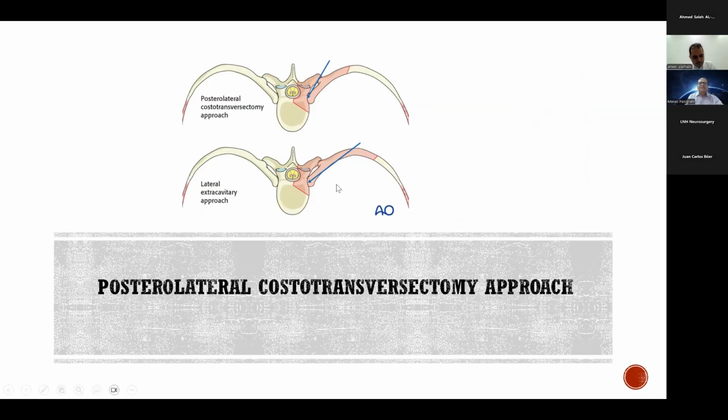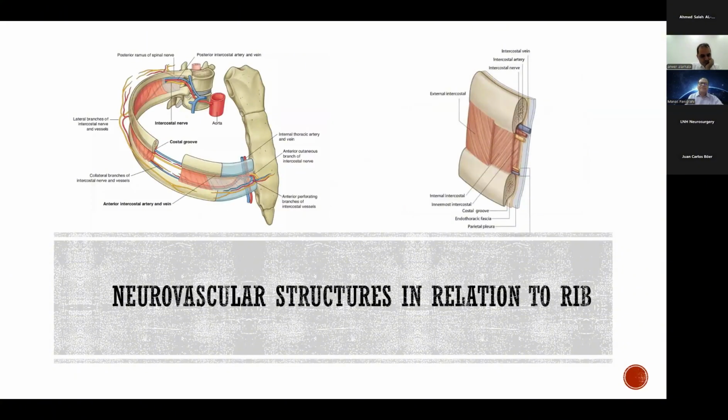So this is the extent of exposure with both approaches, where the lateral extracavitary obviously gives a better exposure than the posterolateral costotransversectomy. Here one has to be clear on the anatomy of the neurovascular bundle in relation to the rib, the intercostal muscles and the pleura.